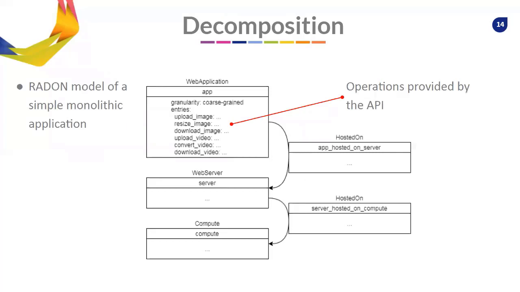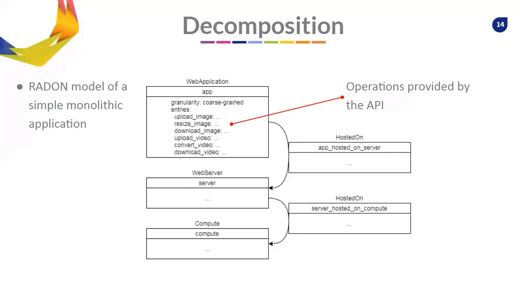We identify two types of decompositions, that is, coarse-grained and fine-grained. Coarse-grained decomposition aims to decompose a monolithic application into microservices. We use the web application node type to represent a monolithic application. A web application contains two special properties called granularity and entries. The granularity property specifies the decomposition granularity, while the entries property specifies operations provided by the API.